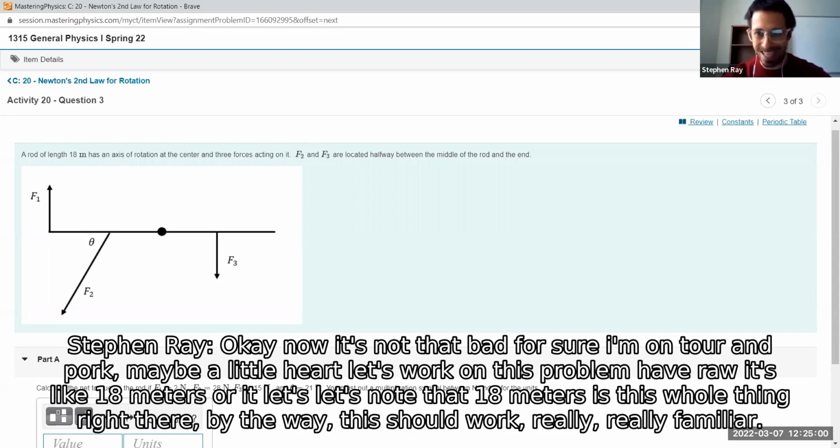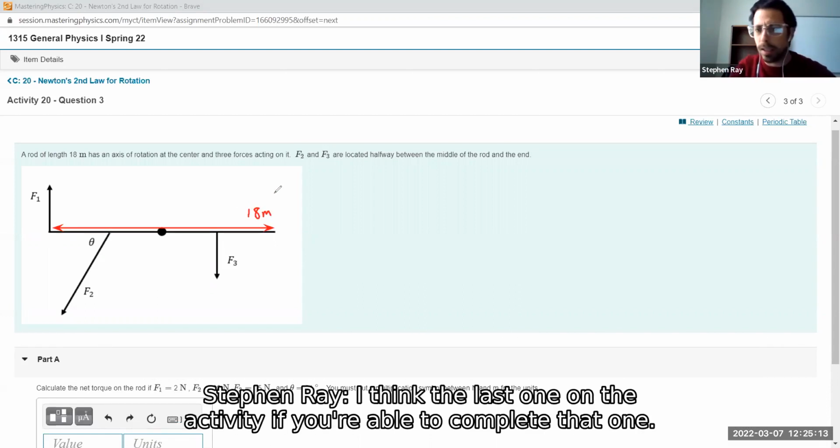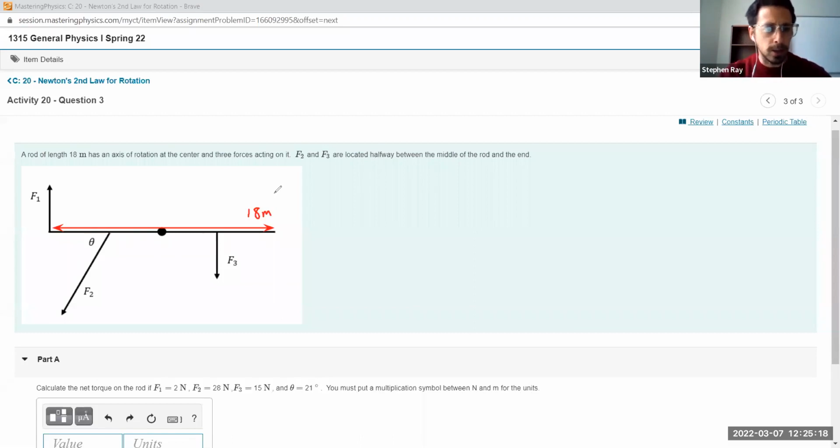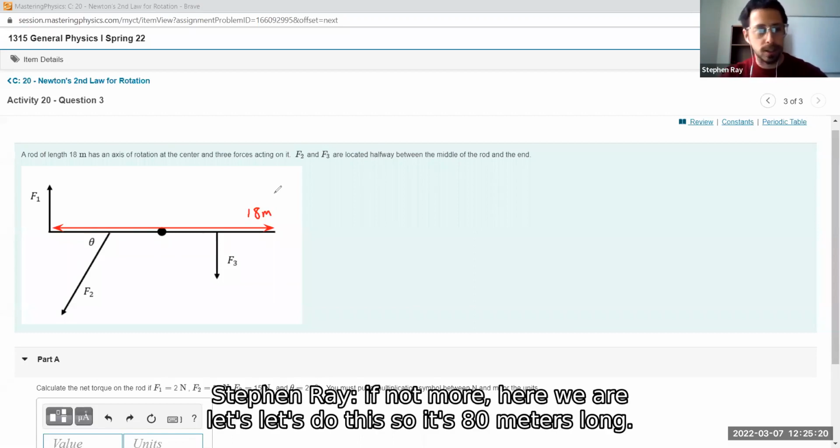I have a rod of like 18 meters. All right, let's note that. 18 meters is this whole thing right there. By the way, this should look really, really familiar. I think it's the last one on the activity, if you're able to complete that one, right? If not, well, here we are. Let's do this. So it's 18 meters long.